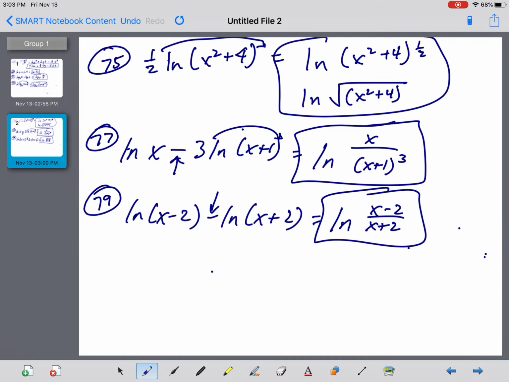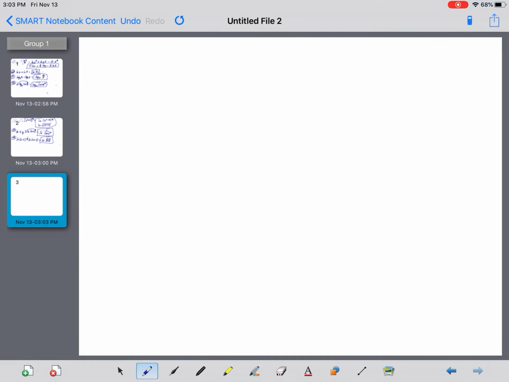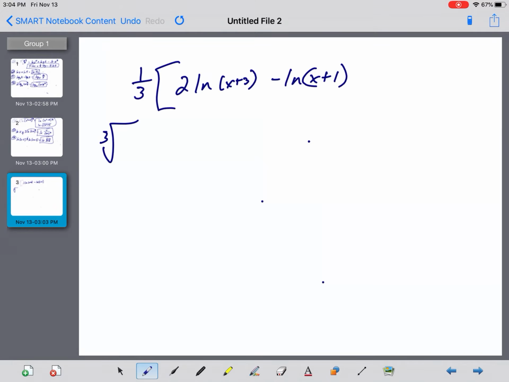All right, 83 coming at you here. 83's got a huge bracket. It's got a 1/3 and then all this stuff. So that 1/3 is eventually going to become a cube root, because that's 1/3 power. That's going to be this type of root over everything. But we're going to come back and get that. So it's got the natural log of, I'm just making sure I'm copying this right. Well, it's 2 times the natural log of x plus 3 minus the natural log of x plus 1. So there's some division going in there. Minus the natural log, whoops, plus.